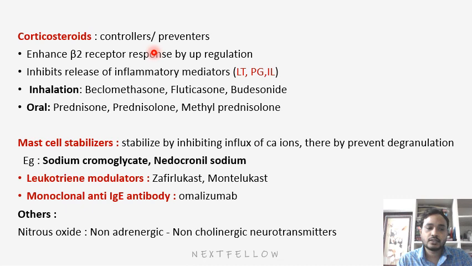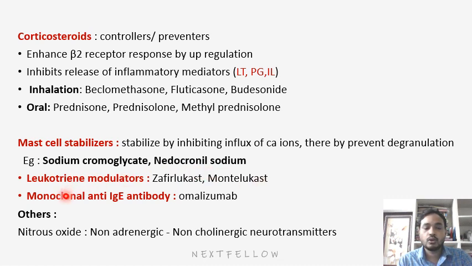Next group, mast cell stabilizers. They mainly stabilize the influx of calcium ions, because when calcium influx is inhibited, there will be no degranulation of mast cells. So obviously no inflammatory mediators will get released, there will be no airway hyperresponsiveness, and no triggering of asthma. In this group we have drugs like sodium cromoglycate and nedocromil sodium.